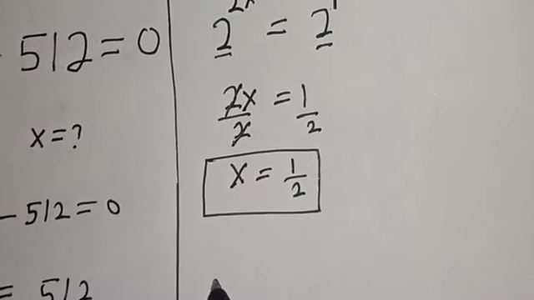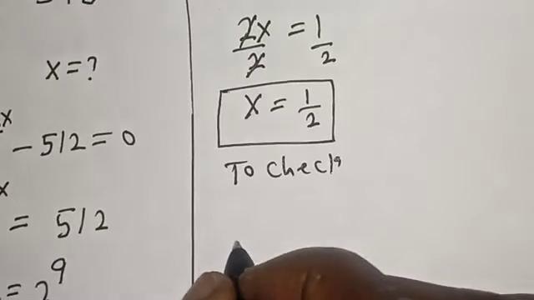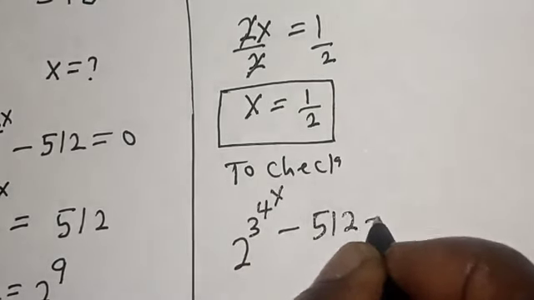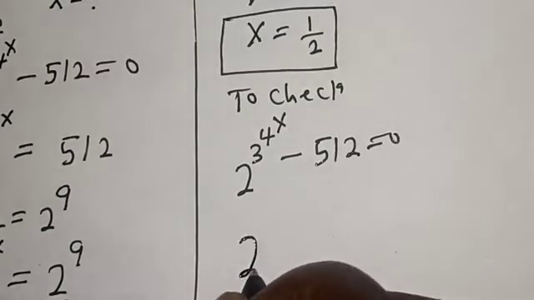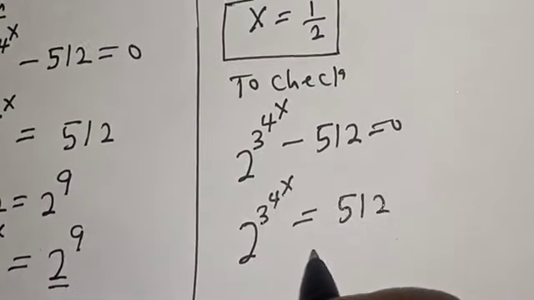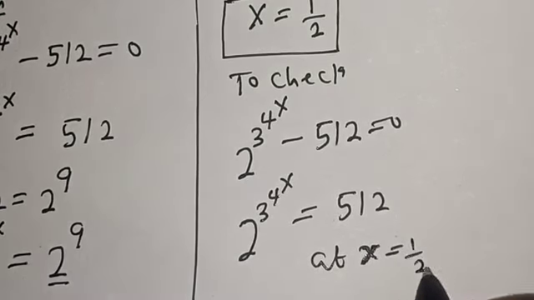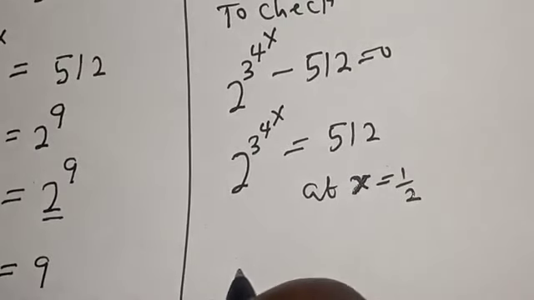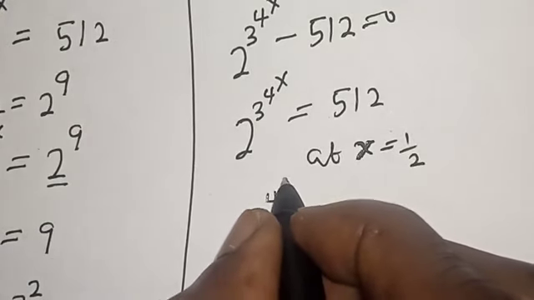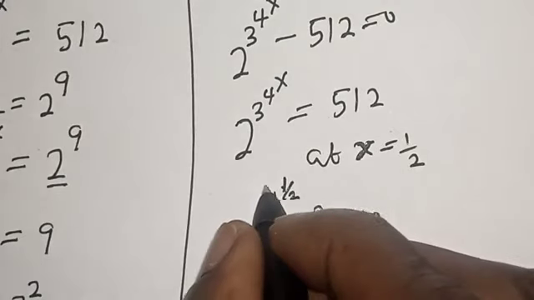Then we can check to confirm if our answer is right or wrong. To check, we have the given equation 2 to the power of 3 to the power of 4 to the power of x minus 512 is equal to 0. Then this is 2 raised to the power 3 raised to the power 4 raised to the power x is equal to 512. Now at x equal to 1 over 2, we have 2 to the power of 3 to the power of 4 to the power of 1 over 2 must be equal to 512.